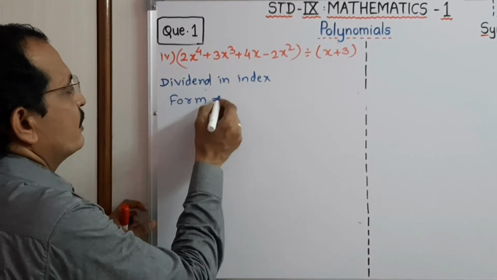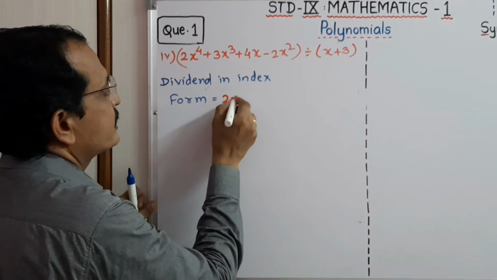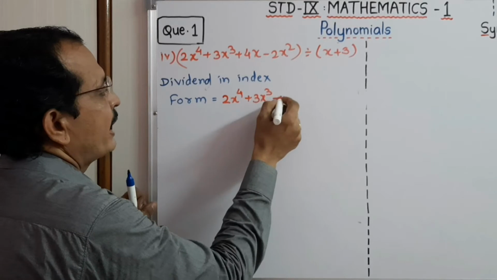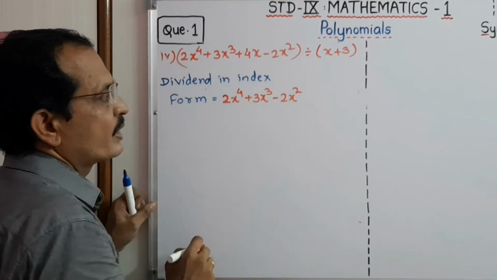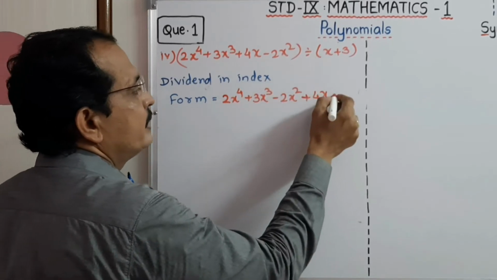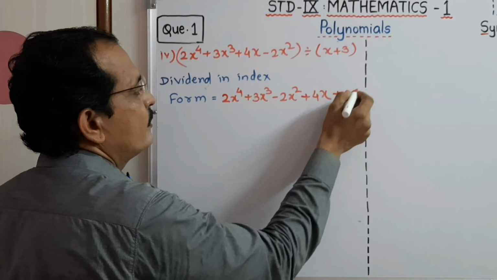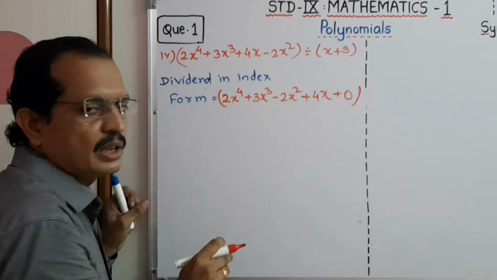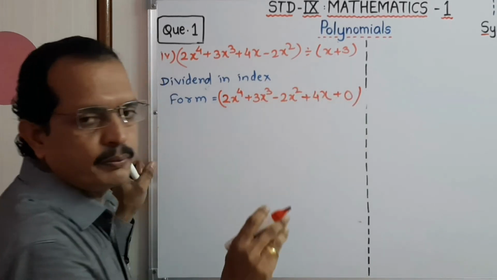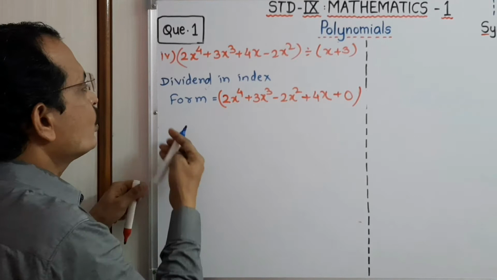Now see here, first of all, we have to write the first term. It is 2x raised to 4 plus 3x cube minus 2x square. After that, it is 4x, and then it is 0. Therefore, 1, 2, 3, 4, and 5. These 5 terms are there. They are in descending order. Therefore, it is in standard form. Now we have to write it in coefficient form.